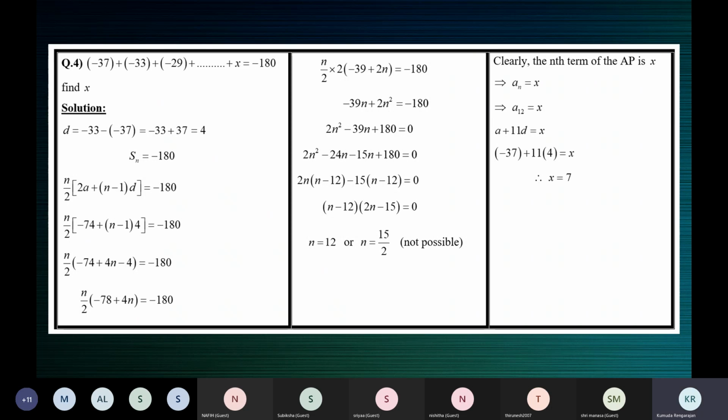A and D, you can find out. Then we need to have an equation which can be worked to find something, which will help us to find the value of x. So the equation is Sn is equal to minus 180. That's the equation.